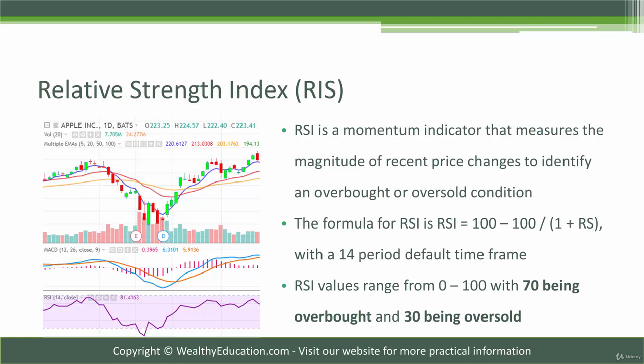The formula for the RSI is RSI equals 100 minus 100 over 1 plus relative strength. This is with a 14-period default time frame. So it's either 14-day, 14-minute, or 14-hour. It doesn't matter. The RSI works in all time frames. The values for the RSI range from 0 to 100, with 70 being overbought and 30 being oversold. So anything over 70 or below 30, we're looking for a trend change.